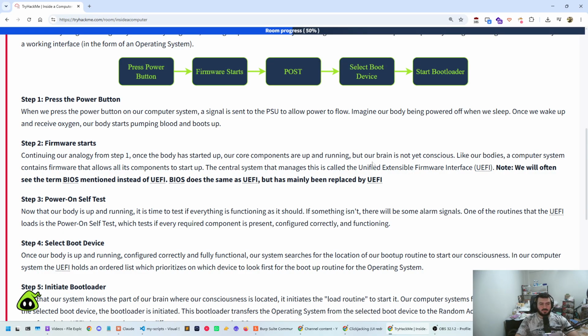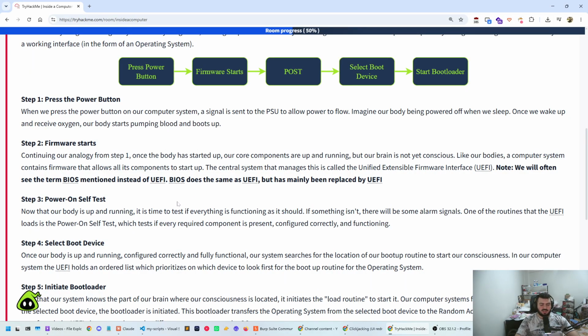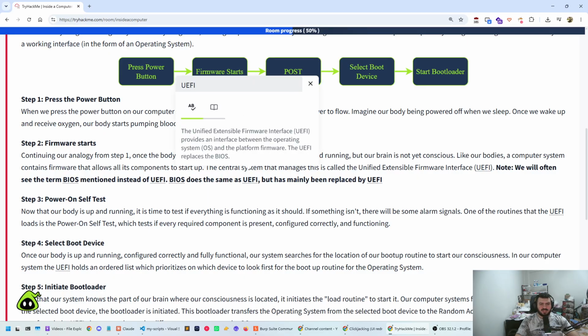Like our bodies, a computer system contains firmware that allows all its components to start up. The central system that manages this is called the Unified Extensible Firmware Interface, or UEFI for short. Note, we'll often see the term BIOS mentioned instead of UEFI. BIOS does the same as UEFI, but has mainly been replaced by UEFI. BIOS, if you don't know, is the basic input-output system, a boot firmware essentially, but it is older than UEFI. UEFI does the exact same thing.